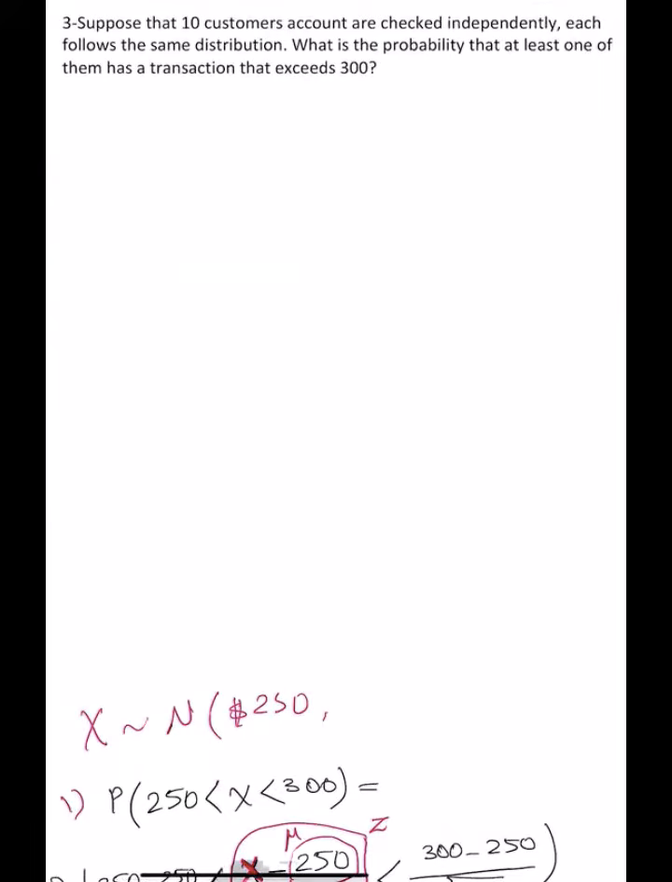So it says, okay, we are going to look at 10 customers' accounts independently. Customer 1, customer 2, customer 3, all the way to customer 10. We are going to look at each account independently. These accounts are independent from each other, and all of these accounts have the same distribution in terms of the amount of transaction. So the transaction amount of all these accounts has a normal distribution with average 250 and variance of 391. This is the case for all these accounts.